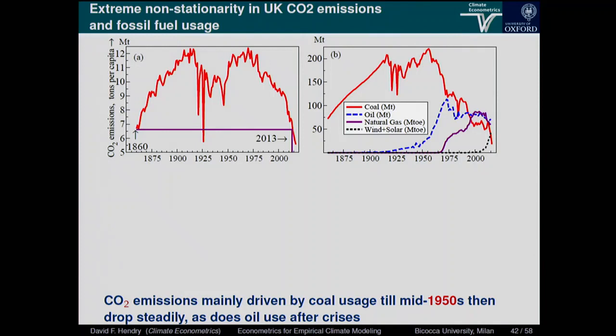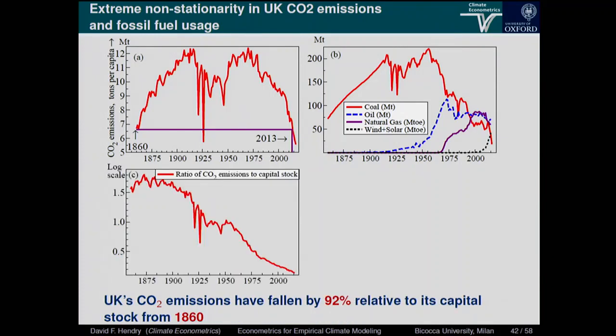That's partly mirrored by the usage of coal, but it's also affected by the usage of oil, the usage of natural gas, and more recently by solar. The ratio of Britain's CO2 emissions to the capital stock's been remarkably dropping. It's dropped by 82% since 1860, and that's efficiency gains we've had in the level of output we can produce from the capital stock without producing too much CO2.